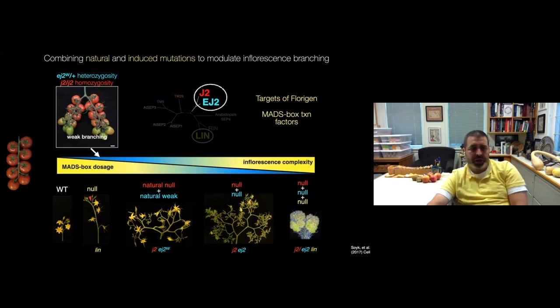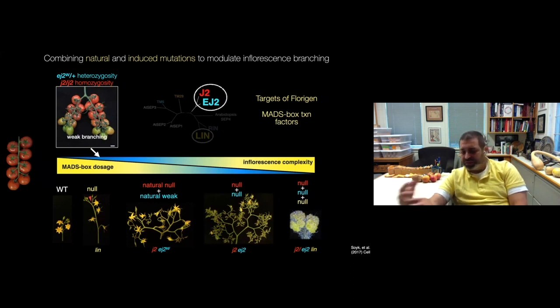And I don't have the time to show you the data, but collaborating with my former postdoc advisor, Dani Zamir in Israel, we're able to use this particular genetic constitution to increase yields in greenhouse tomatoes that are grown very tall plants and very compact in terms of their density, and where you only have the ability to improve yield based on increasing the branching in the inflorescences.